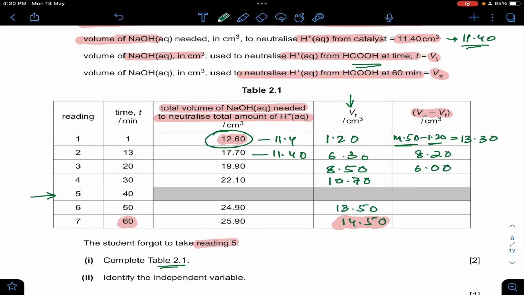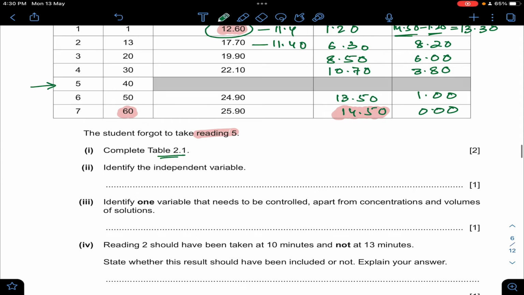6.00, 3.80, 1.00, 0.00. Right. So now we have completely filled the table.